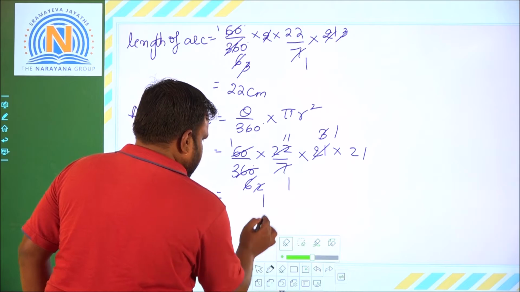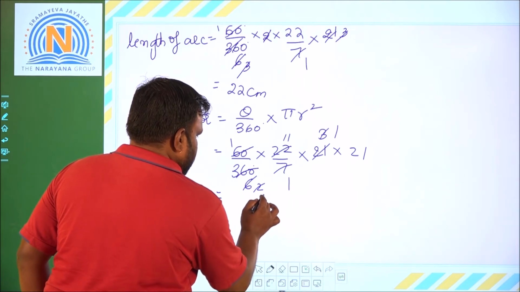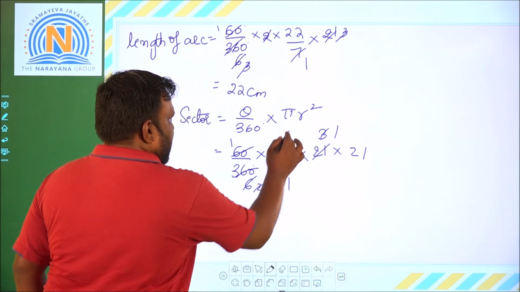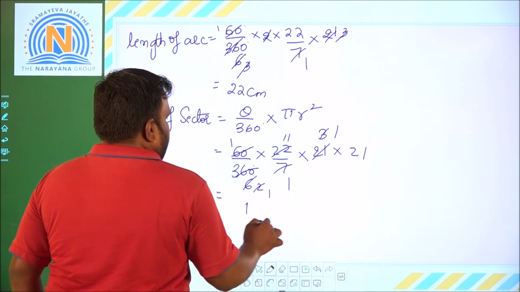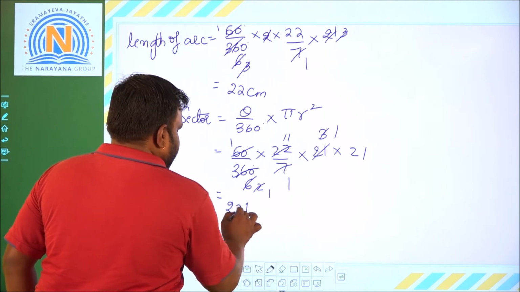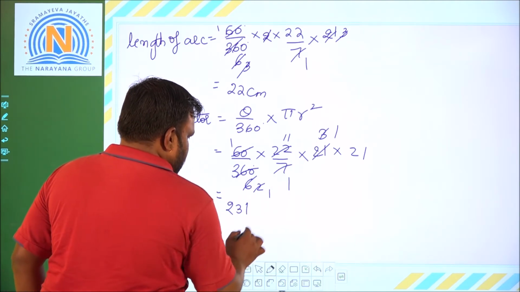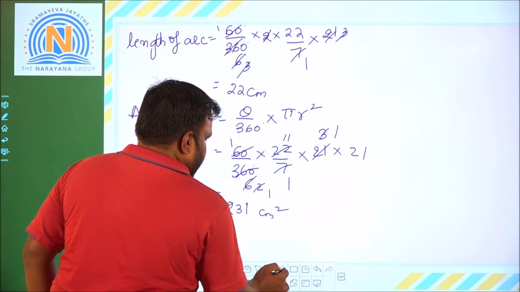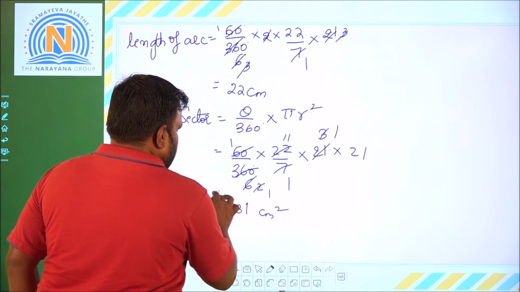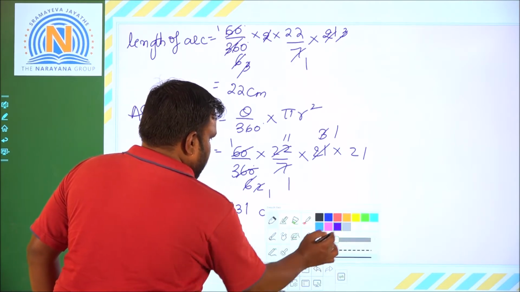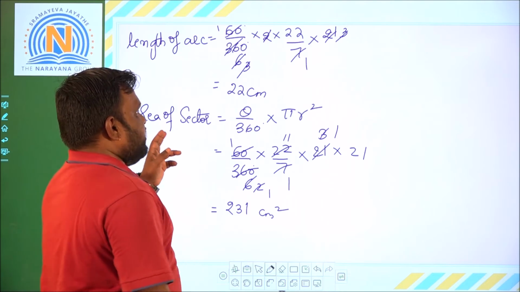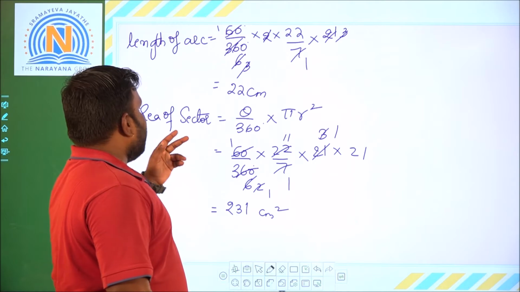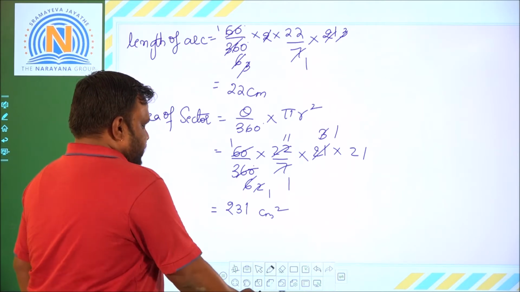And therefore the final answer for this one will be, this is 1 time here. So the final answer will be 11 into 21. So 11 ones 11 and 22 plus 1 is 23. So 231. This is centimeter square, since this is the area. So therefore area of the sector we got as 231 centimeter square. So this is one formula based question with respect to length of the arc and area of the sector. Now coming to the next question here.